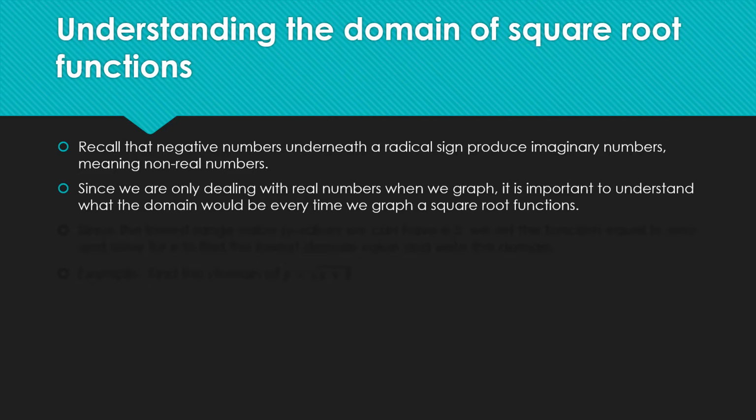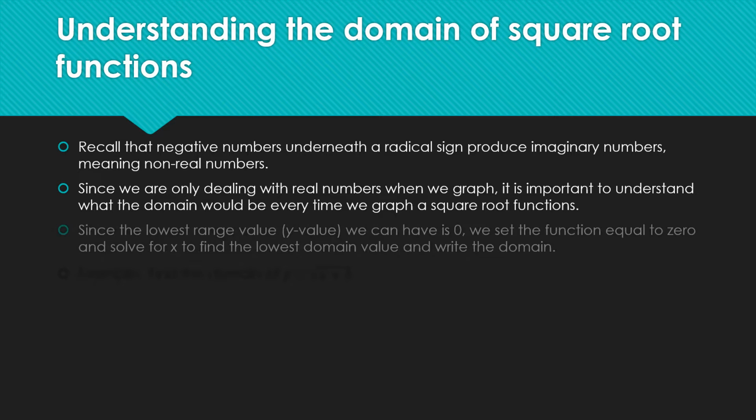In this course, since we only deal with real numbers when we graph, it's important to understand what the domain will be every time we graph a square root function. Since the lowest range value, or y value, we can have is 0, we could set the function equal to 0 and solve for x to find the lowest domain value and write the domain.